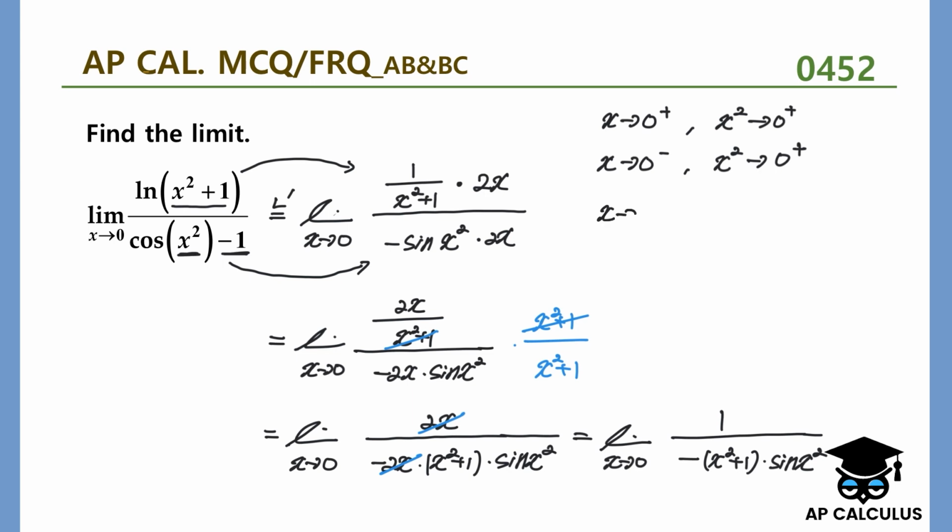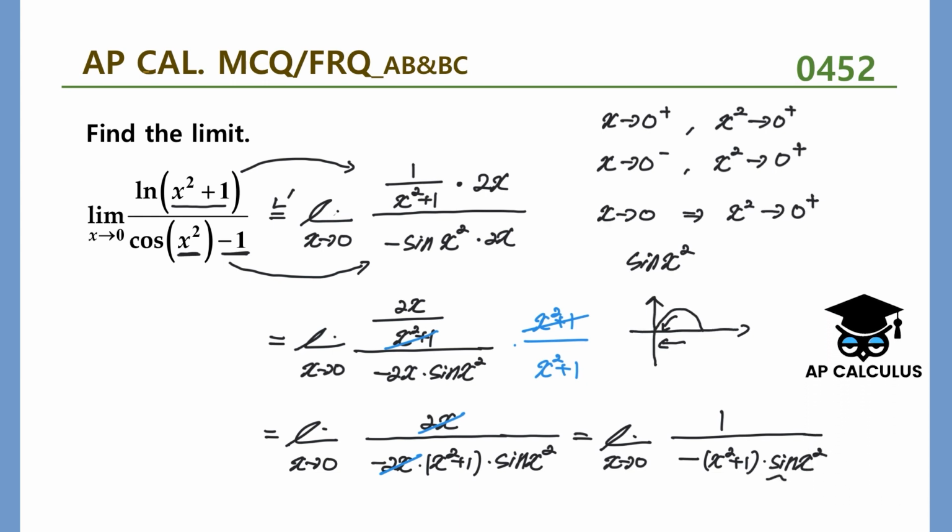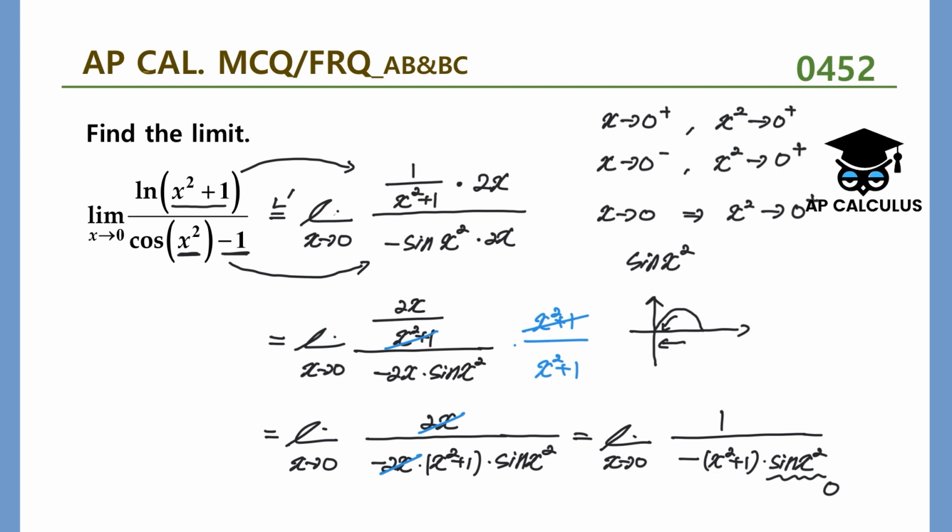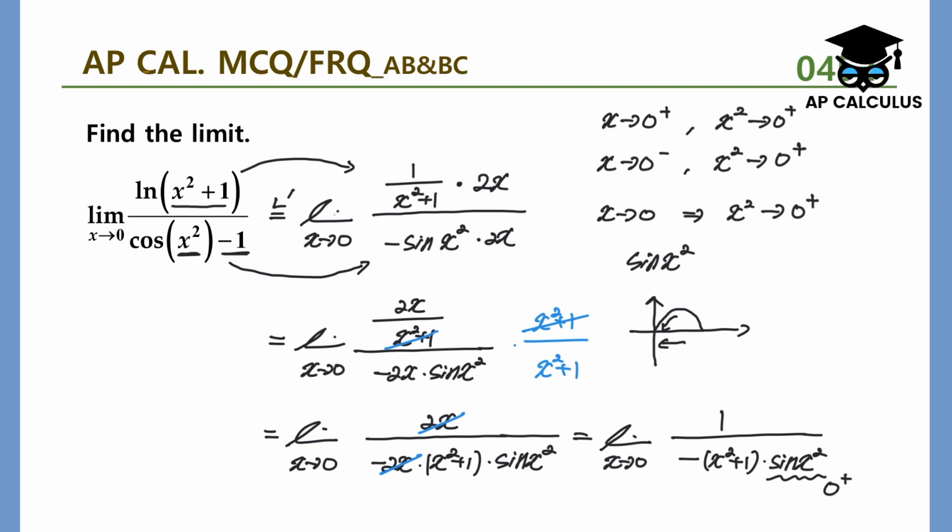Does that make sense? So as x approaches 0, x squared approaches 0 from the right hand side, right? So far so good. Then what about sine x squared? Think about the graph of sine. The graph of sine looks like that, right? As x squared approaches 0, sine x squared also approaches 0, so this value approaches 0 from the right hand side, right? Does that make sense?